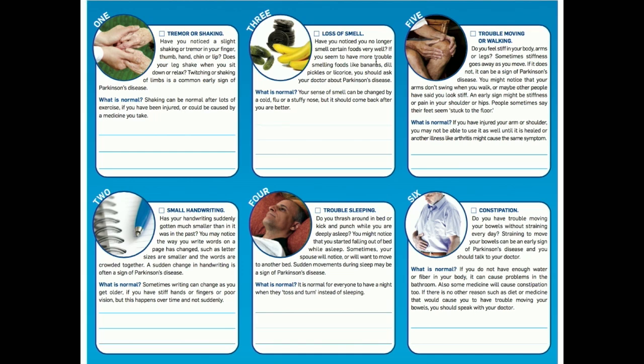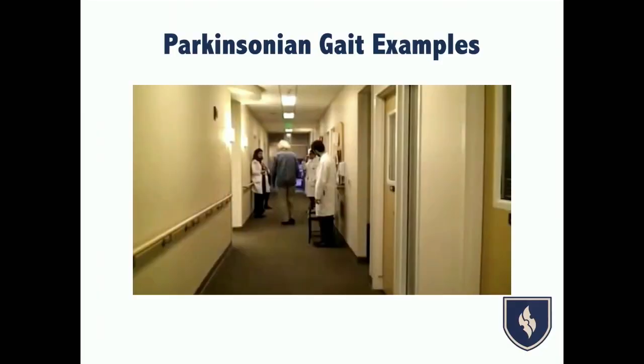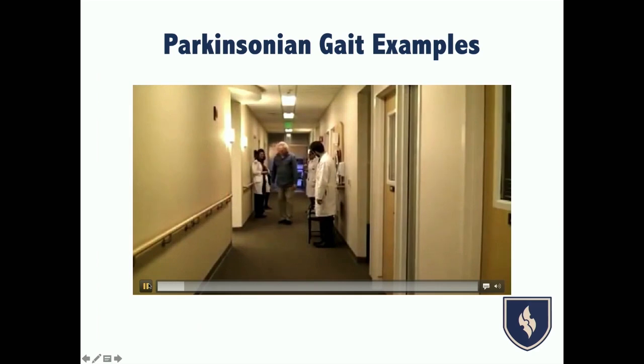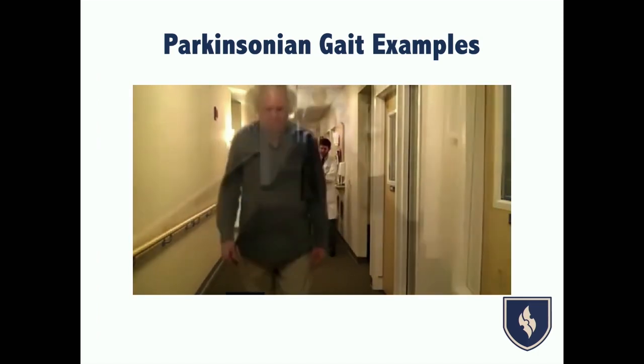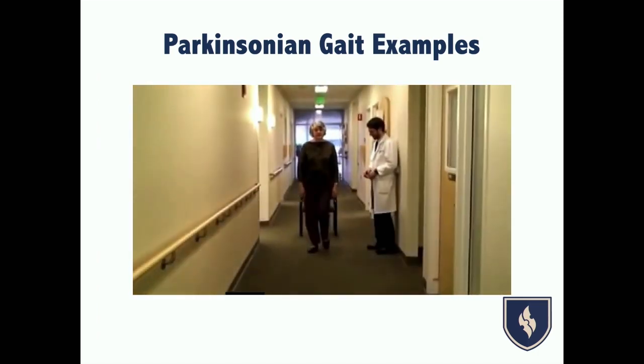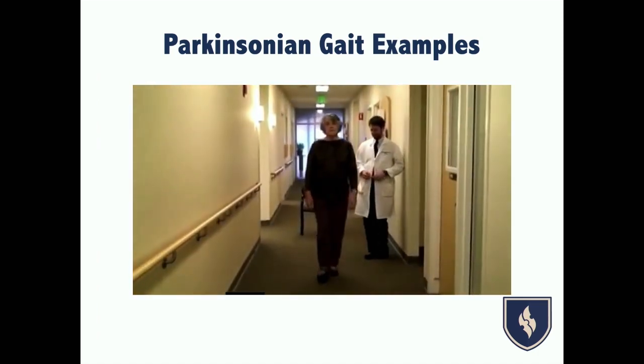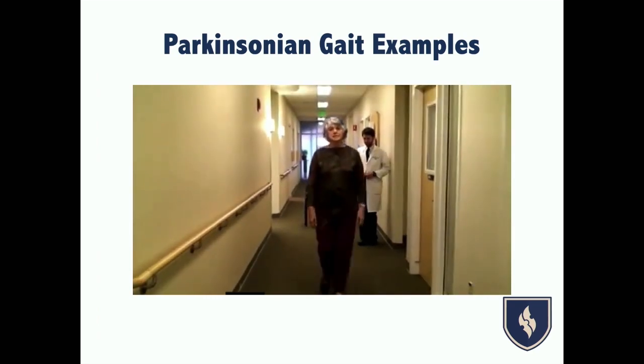And then one of the earliest things you also see is their gait. Let me show you some gait videos. See how this guy is stooped over? See how he's looking where he's walking? See how his arm swing isn't that great on the right arm? That's the early presentation. Look at her. See how she's shuffling? See how her arm swing is not that great? So they lose arm swing first.